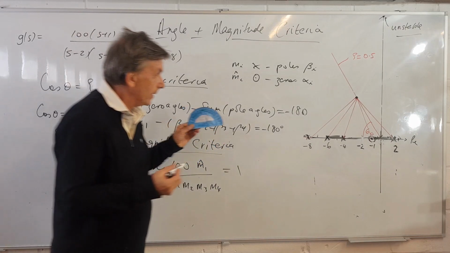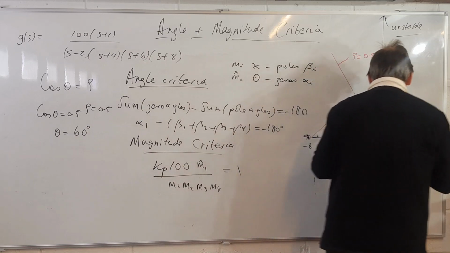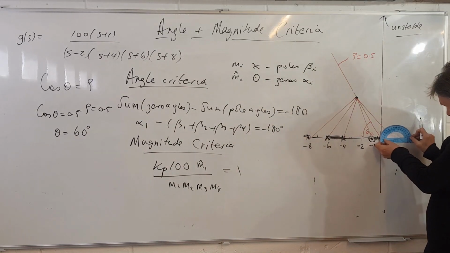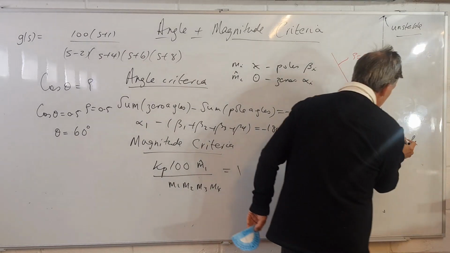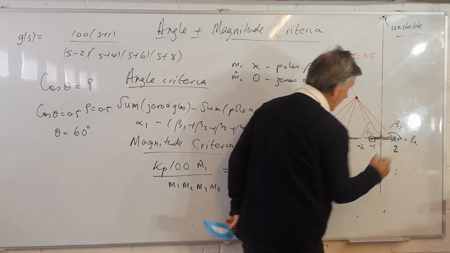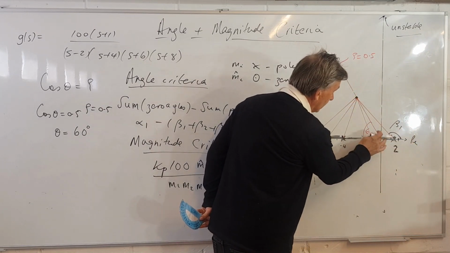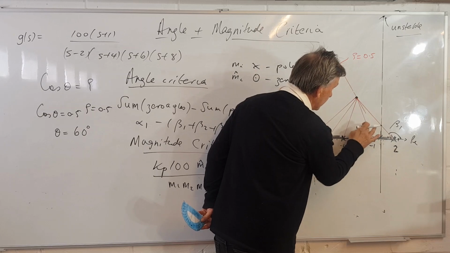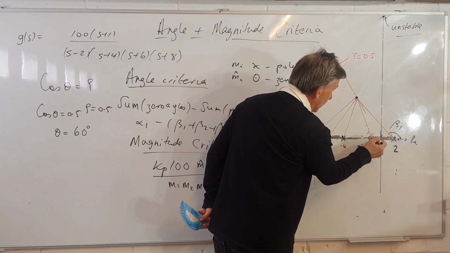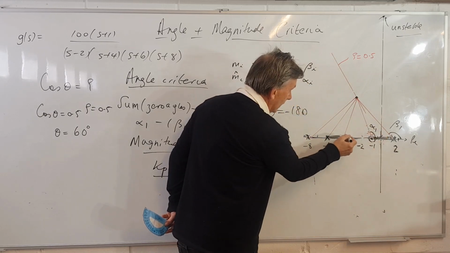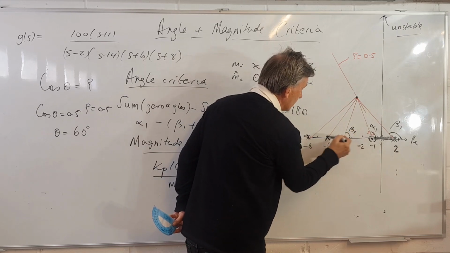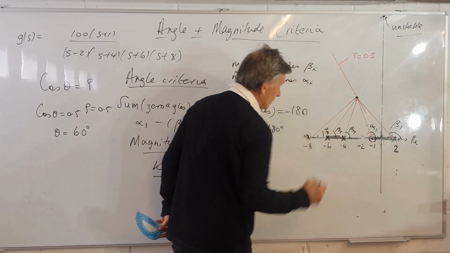So it's the same basic method. So we measure this angle here. Okay, that's about 130 degrees. So that'll be θ1. This is a 0. This angle here will be α1. Then this one will be β2. That'll be β3. And that'll be β4.